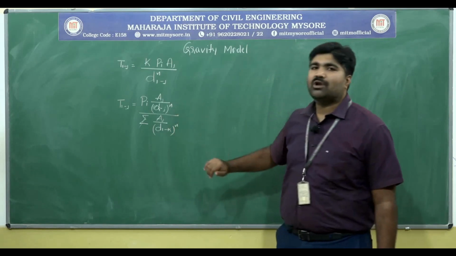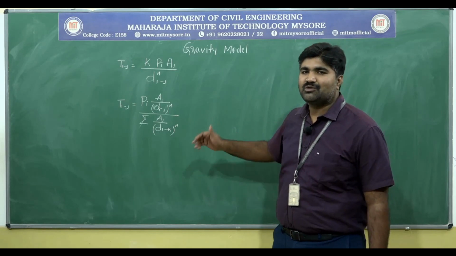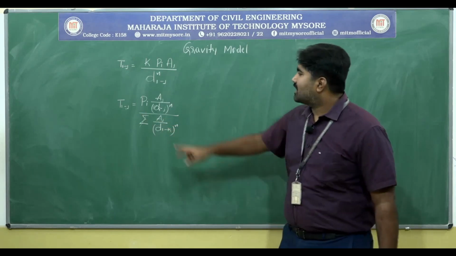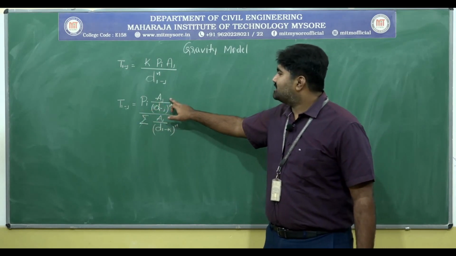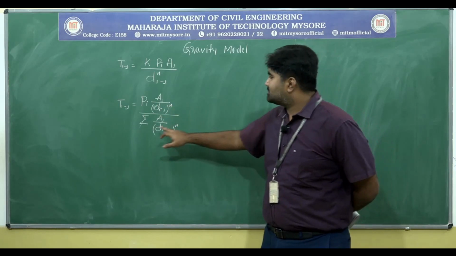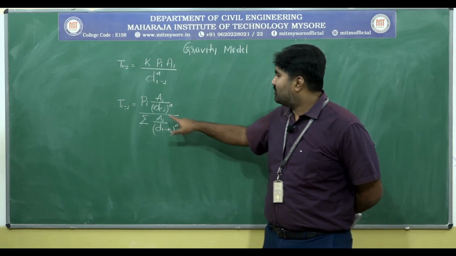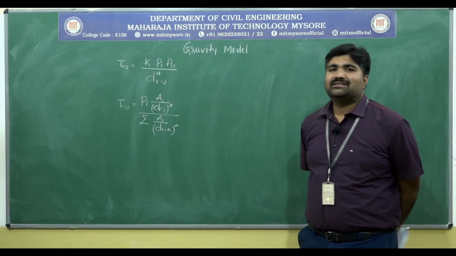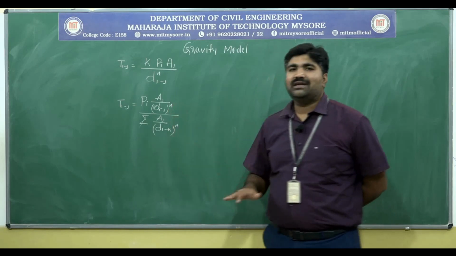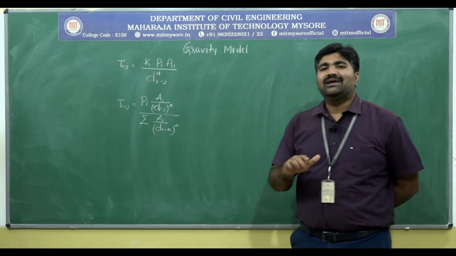Next we have another formula. Another equation in the gravity model to distribute the interzonal trips. Here Tij is equal to capital Pi into Aj divided by dij whole to the power of n, divided by the summation of Aj divided by dik whole to the power of n. We know capital Pi is the trips produced or generated in zone i, capital Aj is the trip attracted to zone j, and we know what d is. d is the resistance.